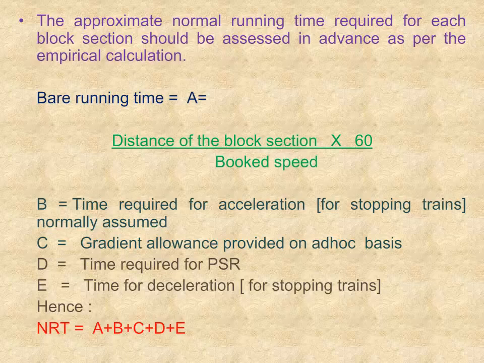B. Time required for acceleration for starting the trains, normally assumed. C. Gradient allowance provided on an ad hoc basis. D. Time required for PSRs. E. Time of deceleration for stopping the trains. Hence, normal running time is equal to A plus B plus C plus D plus E.